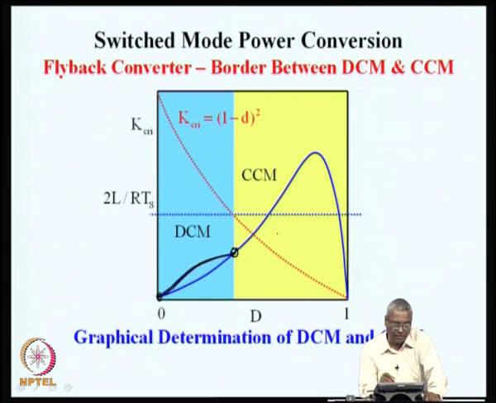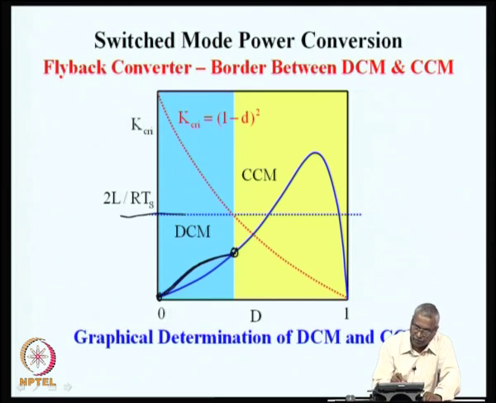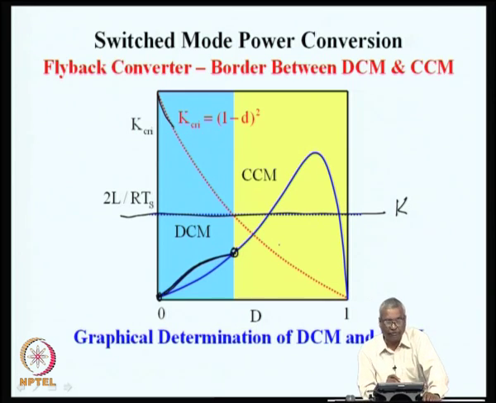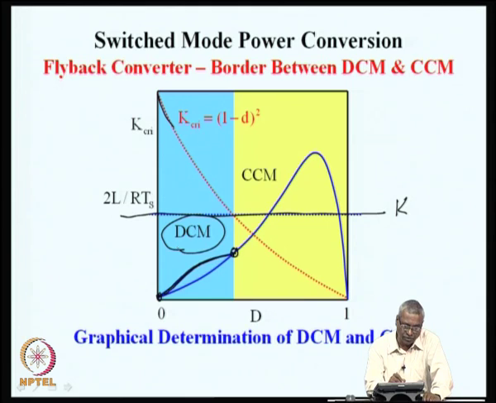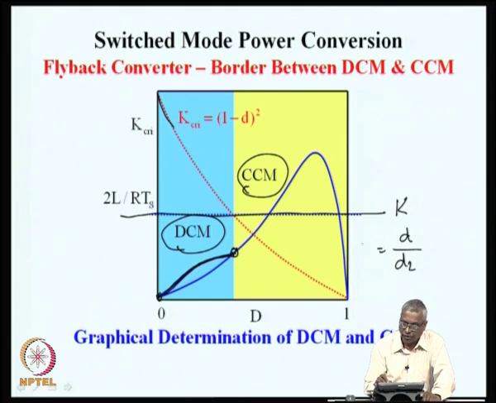This type of graphical representation can give us instantly, if you overlay on this the value of K and the value of K critical, the region of discontinuous mode and the region of continuous mode, and then the additional gain, which is d/d2, in the discontinuous mode of operation. All this can be plotted nicely on a graph and understood fully.